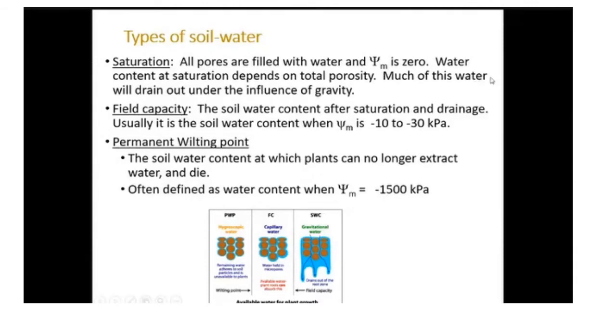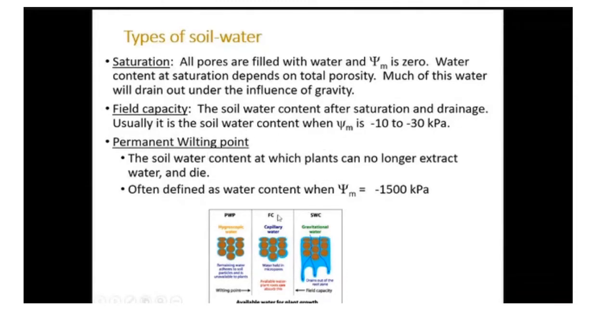So what happens at field capacity is that after some time, the gravimetric moisture content drains, and there will be some water that is held in the soil. And this is what we call the field capacity. The field capacity is the water content after saturation and drainage, when the water has drained naturally by the influence of gravity. And usually this moisture content is held at a matric potential between -10 and -30 kilopascal.